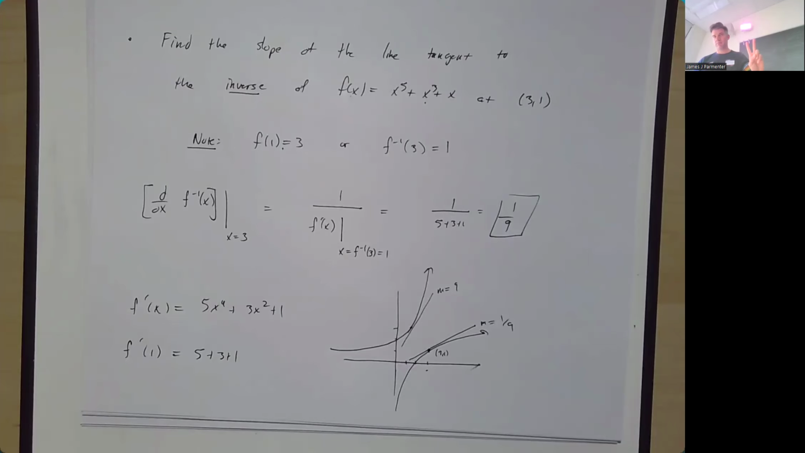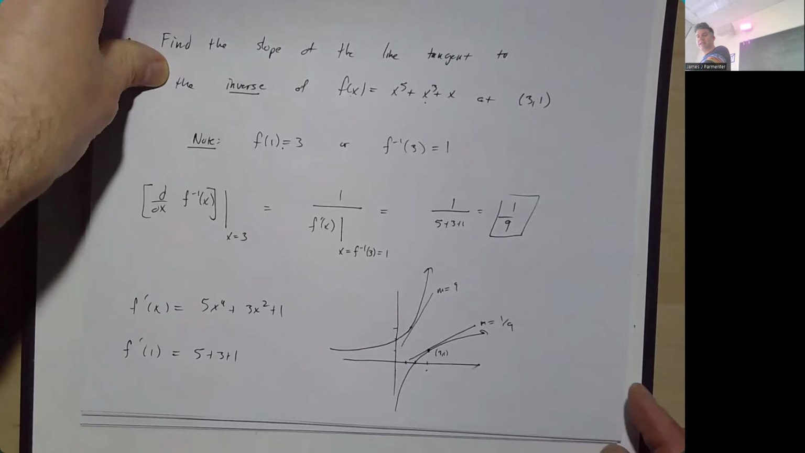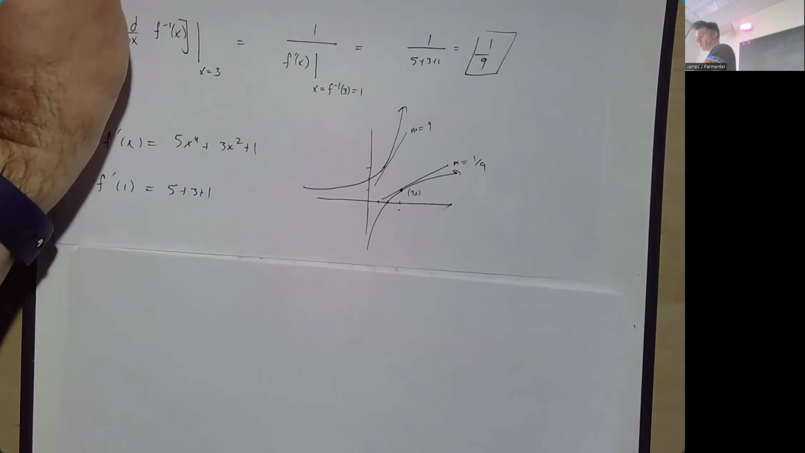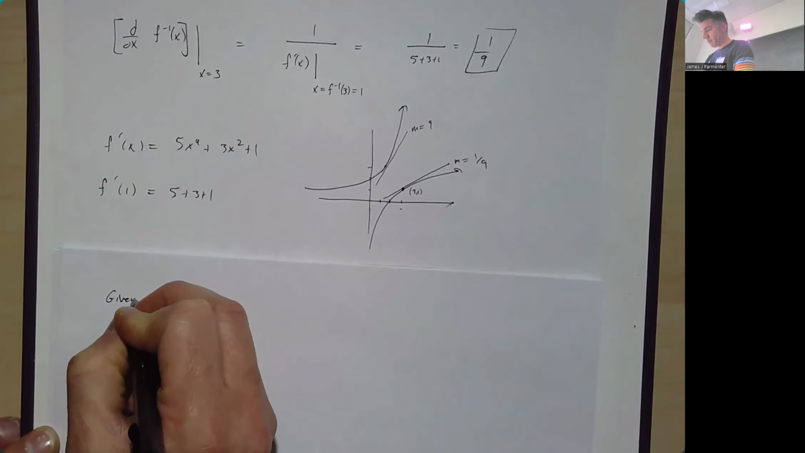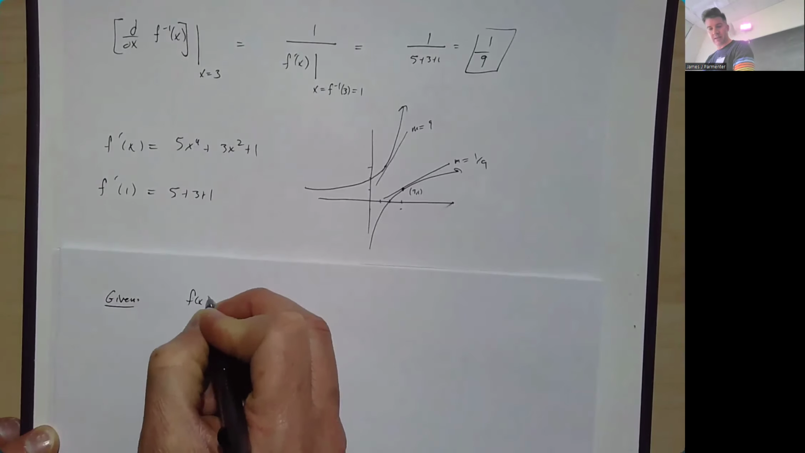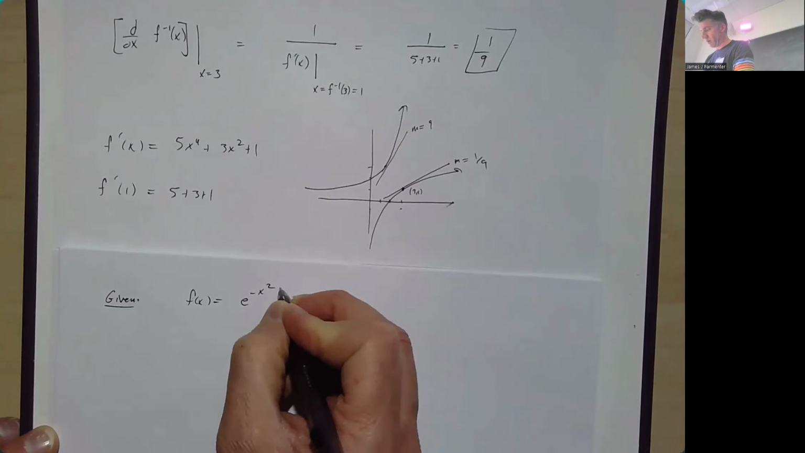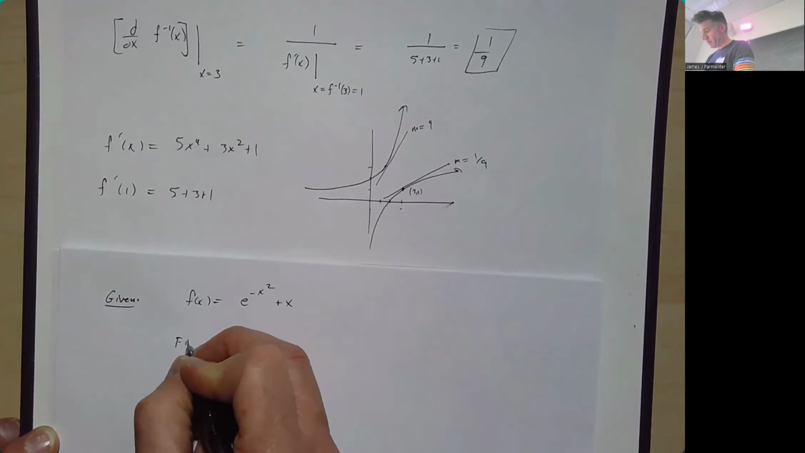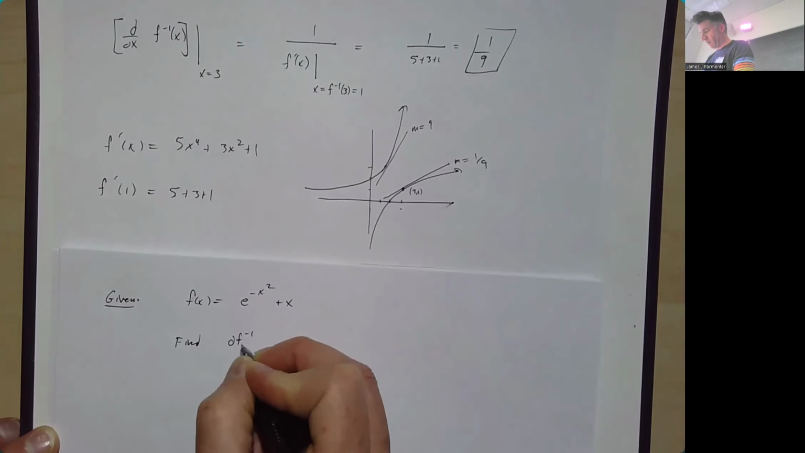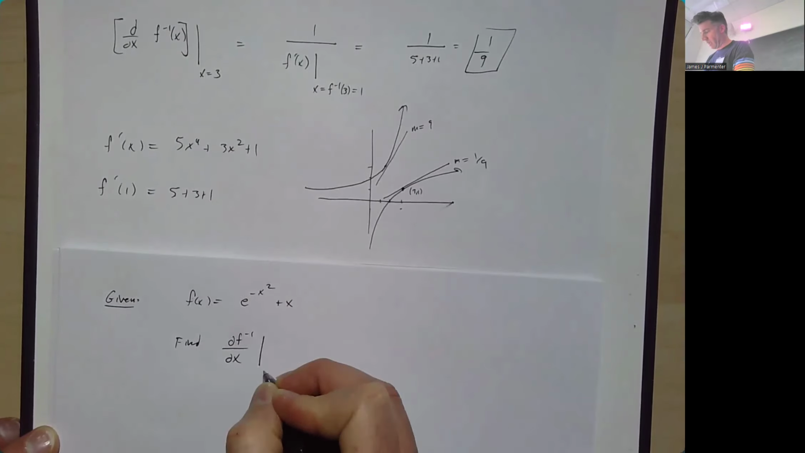Okay. We'll do one more like this, and then we'll do one more thing with this, and then we'll talk about inverse trig derivatives again. So here's one that's a little more challenging. Given f of x equal to e to the negative x squared plus x, find the derivative of the inverse evaluated at x equal to 1.